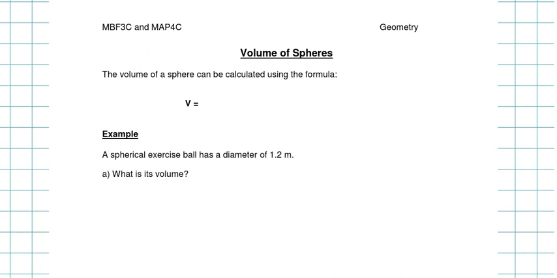So if I'm looking at a sphere, the volume of a sphere is 4/3 pi r cubed. Okay, so if I write the formula, 4 pi r cubed divided by 3, it doesn't matter which formula you use. So all I need is a radius, that's it. Okay? So the first example, a spherical exercise ball has a diameter of 1.2 meters. Find the volume of the sphere.